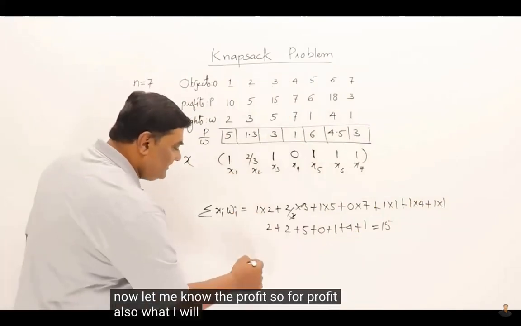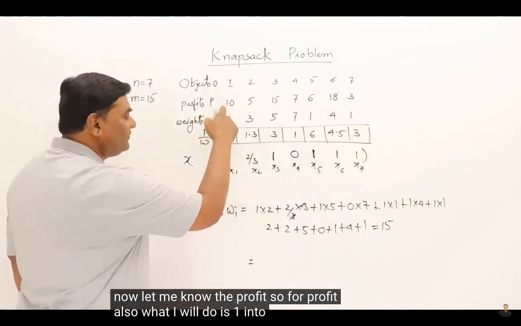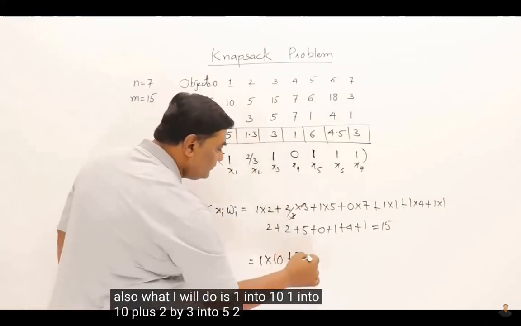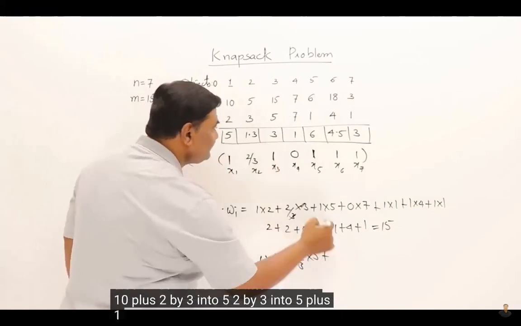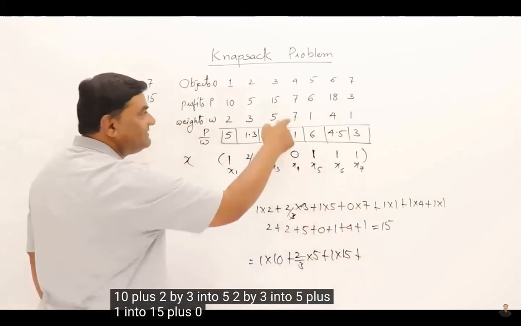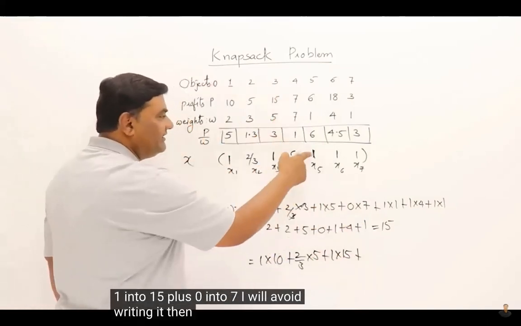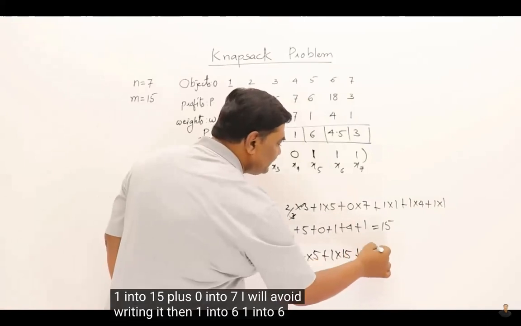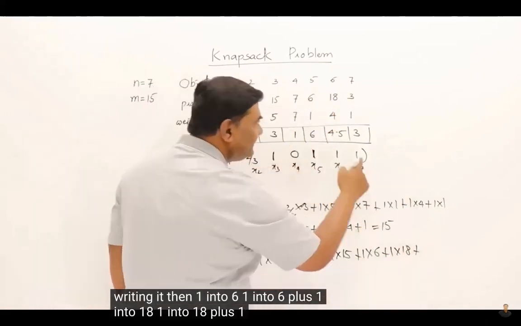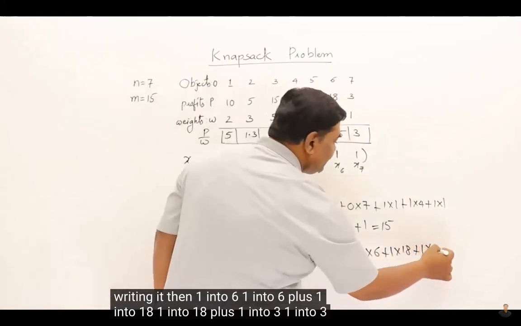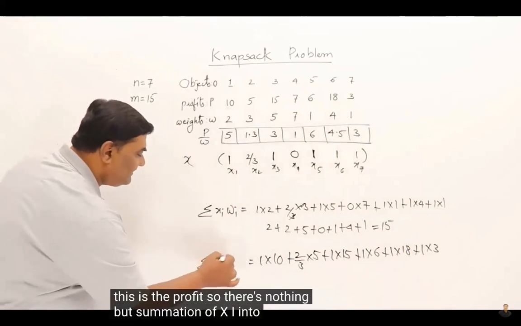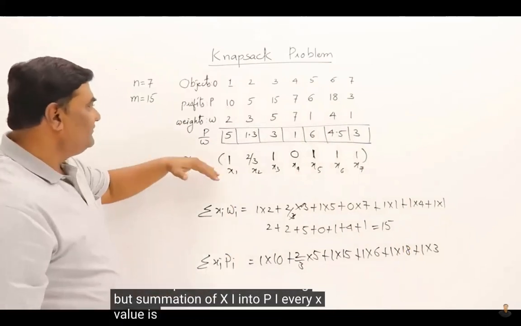So for profit also, what I'll do is 1 into 10 plus 2 by 3 into 5 plus 1 into 15 plus 0 into 7. I will avoid writing it. Then 1 into 6 plus 1 into 18 plus 1 into 3. This is the profit. So this is nothing but summation of xi into pi. Every x value is multiplied with profit.